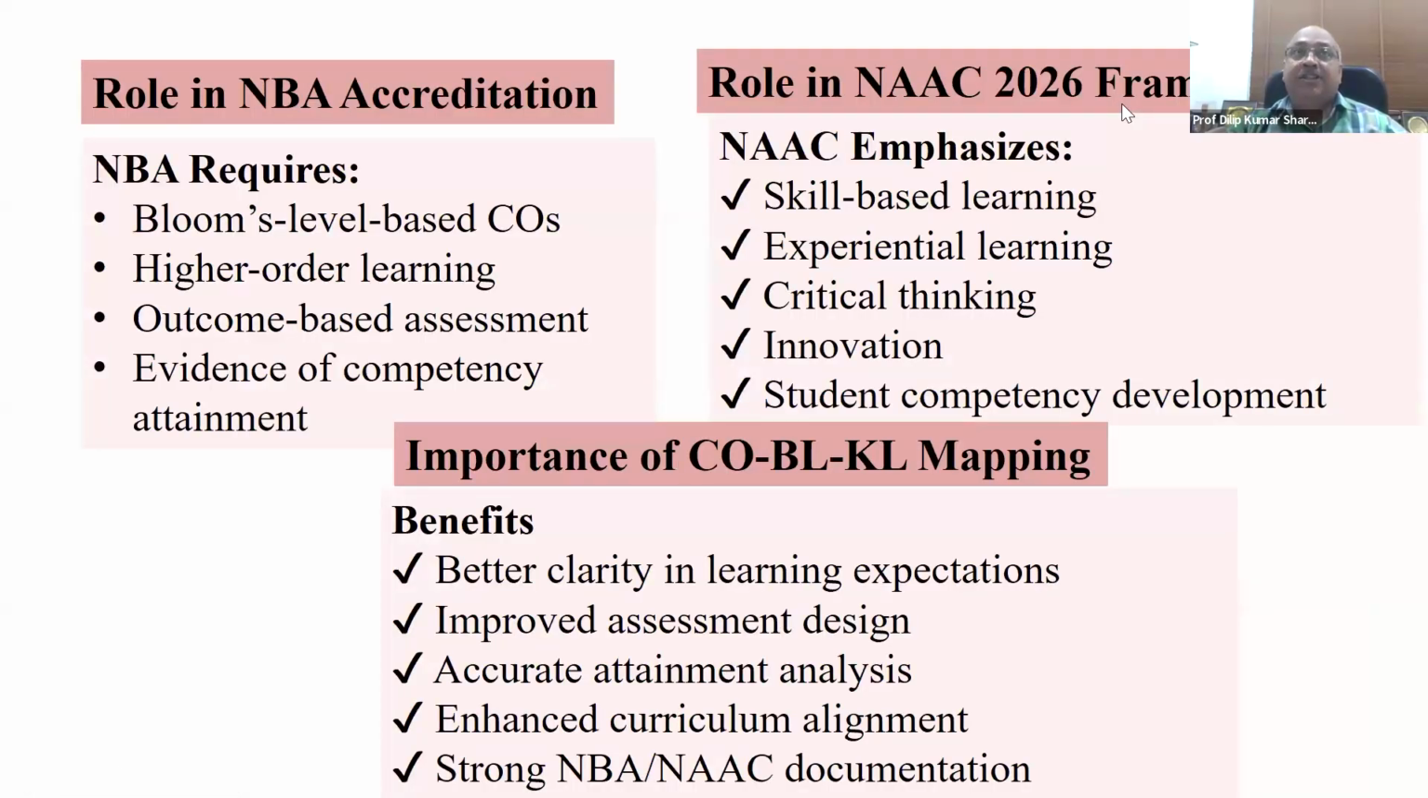So role in NBA accreditation. NBA requires Bloom level based COs, higher order learning, outcome based assessment, evidence of competency, all these things. So what is the importance of CO? Bloom's level or knowledge level mapping, better clarity in learning expectation, improved assessment design, accurate attainment analysis, enhanced curriculum alignment, strong documentation will also be there.